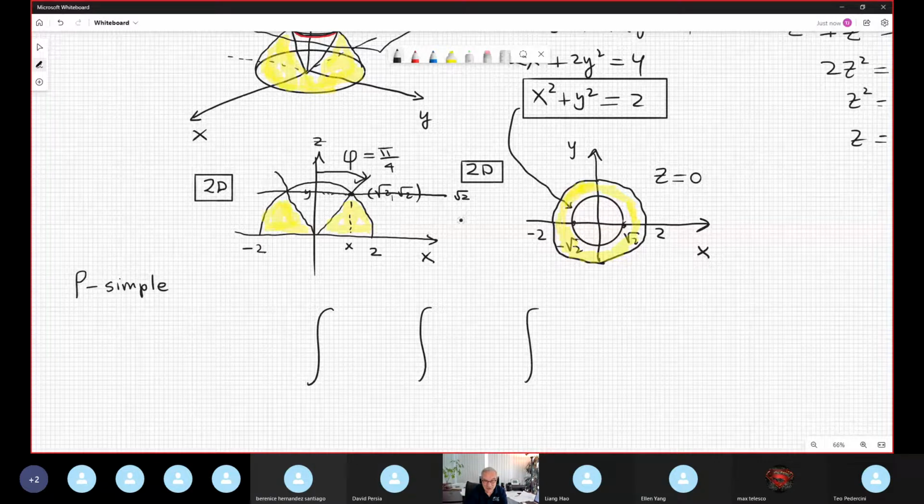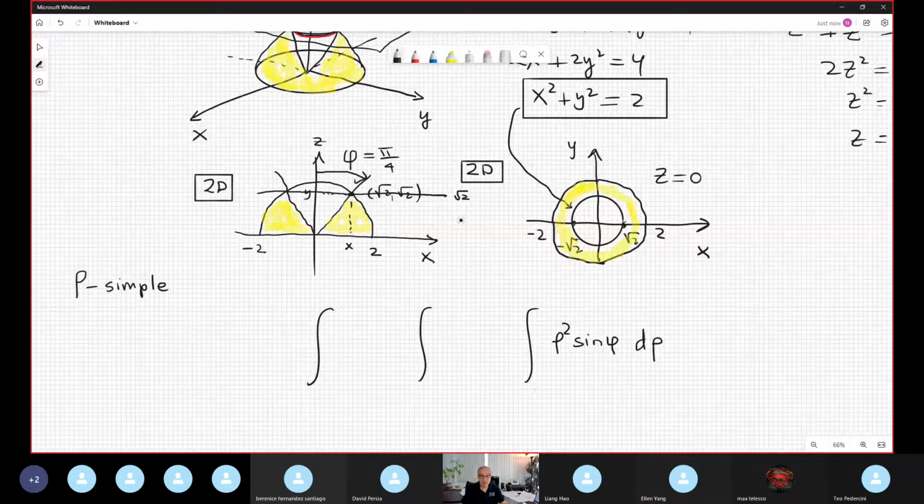So you integrate rho first. So this limit is rho. And after phi and after theta. And don't forget the Jacobian. The Jacobian is weird. It's rho squared sine phi. And in spherical, sorry, the first level of the integration is rho.